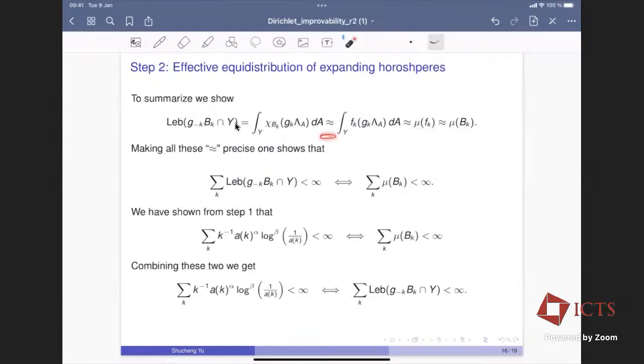If you make all this approximation precise, then you can show that the convergence of the sum of those Lebesgue measures is the same as the convergence of the sum of the Haar measures. And we already see from step 1 that the convergence of these two series is equivalent. So in particular, we will see that the convergence of these two series is equivalent, which is written here. And that's exactly the theorem that I presented.